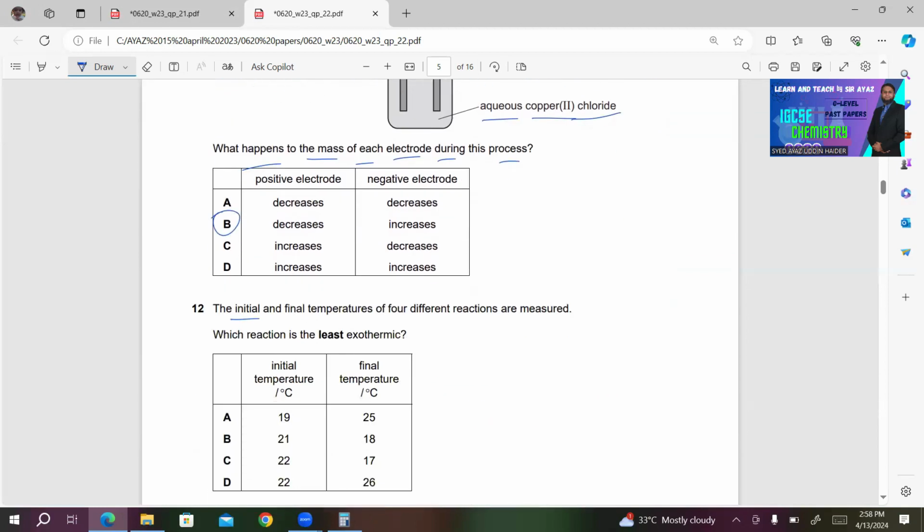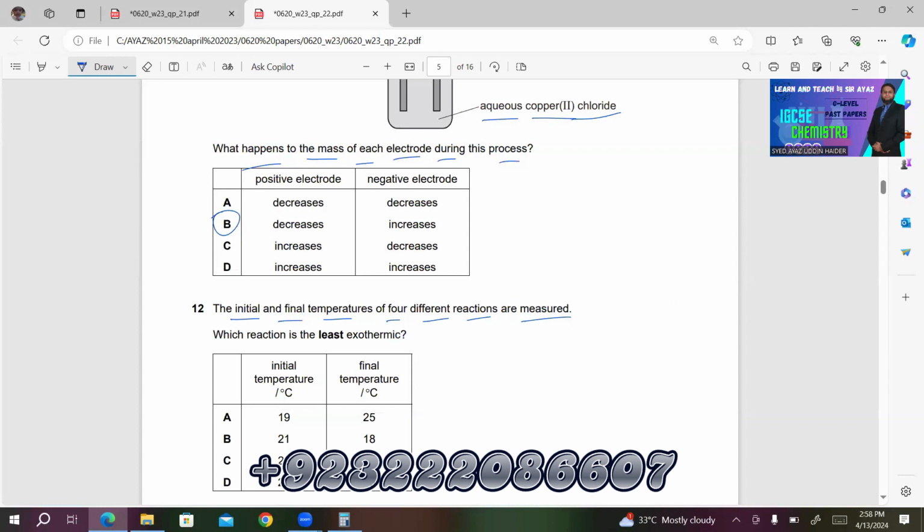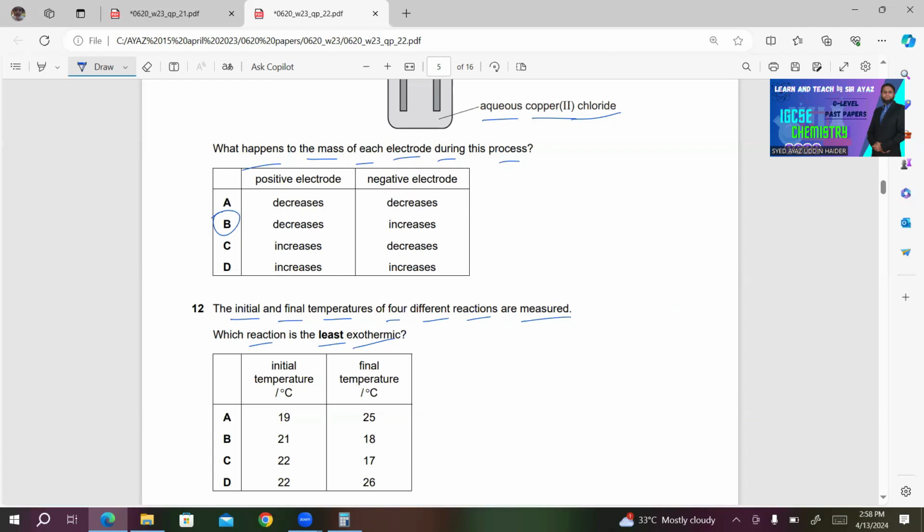12. The initial and final temperatures of 4 different reactions are measured. Which reaction is the least exothermic? What are exothermic reactions? The reactions which release heat to the surroundings. So there must be a rise in the final temperature. If you see in A and D, there is a rise in temperature. So either A is correct or D is correct. Both B and C are incorrect because of the decrease in temperature. Both of these are endothermic.